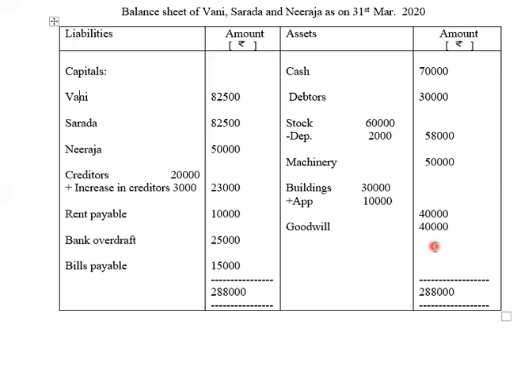Now we'll be balancing the balance sheet. मतलब balance sheet का total करना है. The total on both the sides should be same. 80 plus 80, 160, 160 plus 50, 210, 210 plus 20, 230 plus 10, 240 plus 20, 260 plus 10, 270 plus 10, 280, 280 plus 5, 285 plus 3, 2,88,000. The total on liability side is 2,88,000.